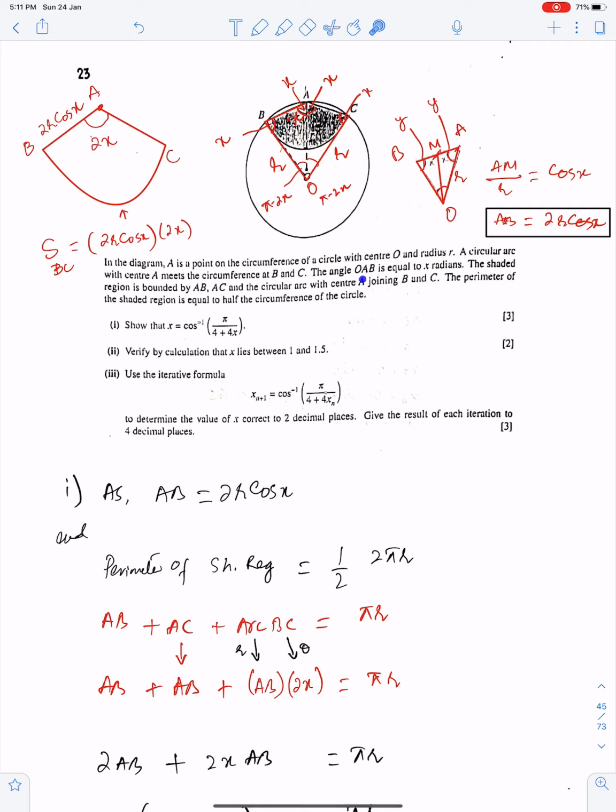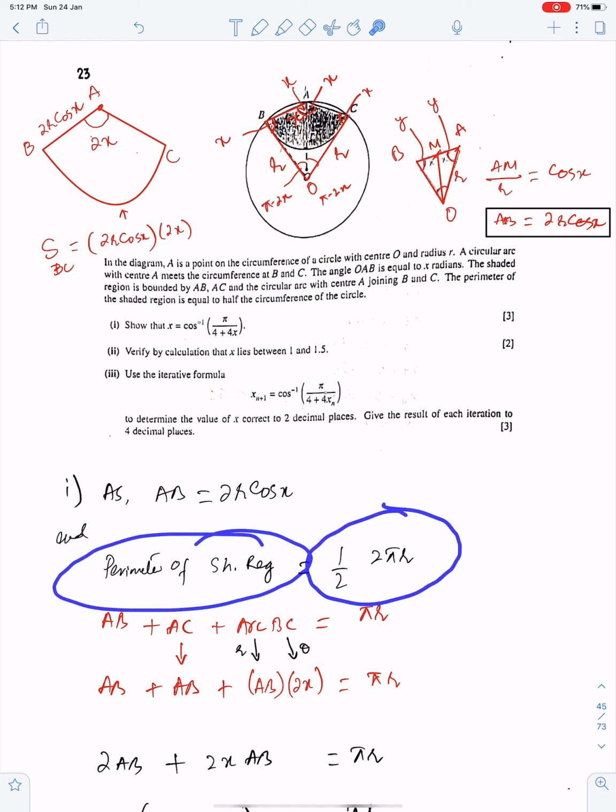The angle OAB is equal to x radians. This angle is x, this is also x, and this is also x. The shaded region is bounded by AB, AC, and the circular arc. Now this information is very important to prove this equation. The perimeter of the shaded region is equal to half the circumference of the circle.